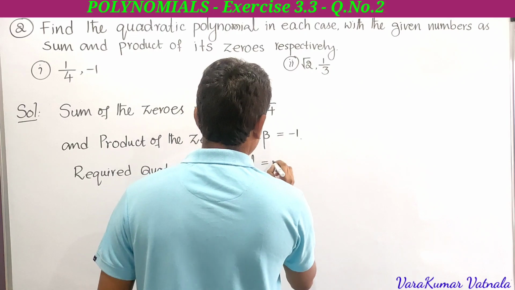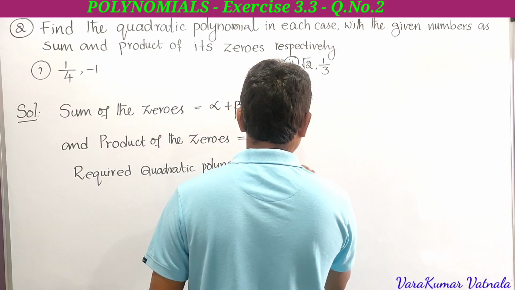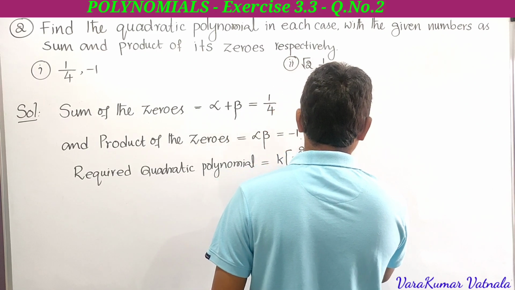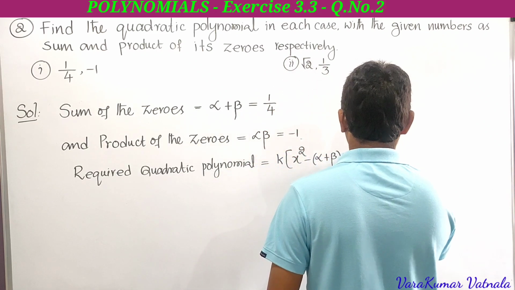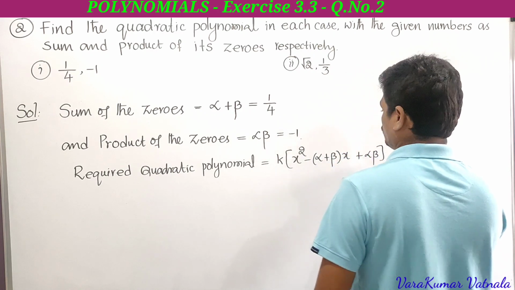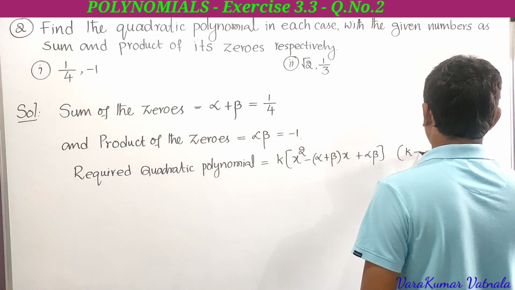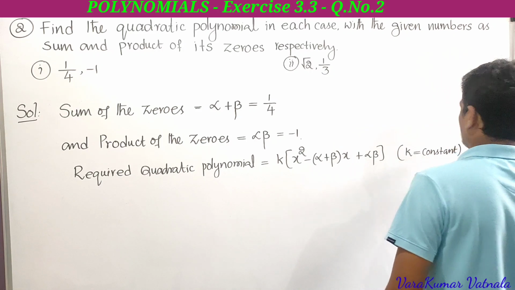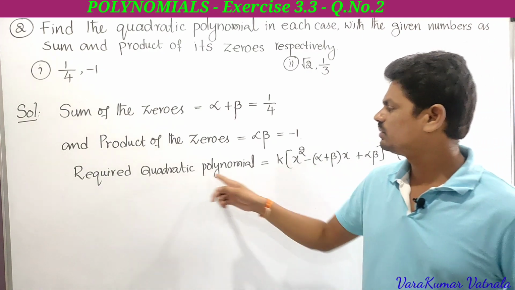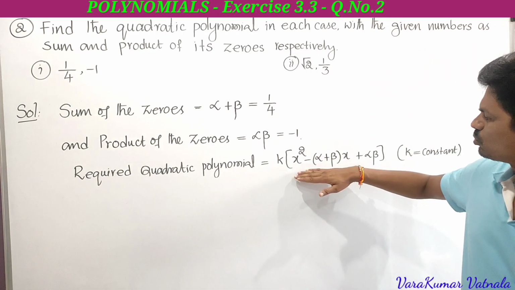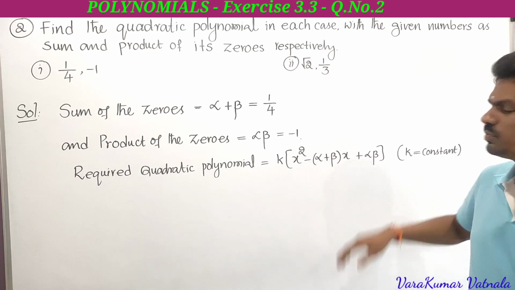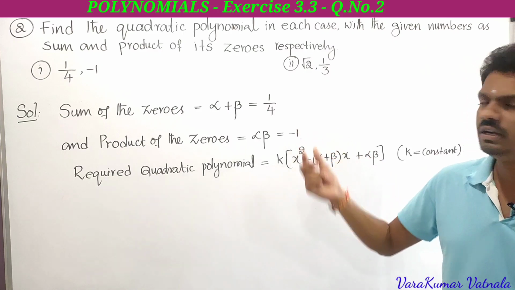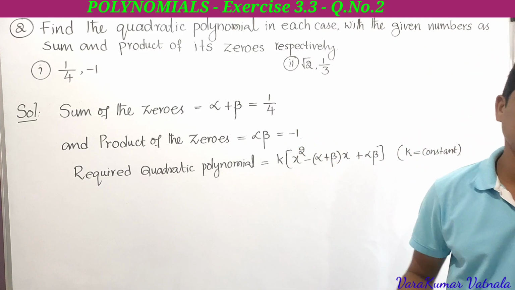So what is the formula? k into x square minus alpha plus beta into x plus alpha into beta. Here k is a constant. So this is the formula, the required quadratic polynomial: k into x square minus alpha plus beta into x plus alpha into beta. We know alpha plus beta is 1 by 4, alpha into beta is minus 1. We just have to substitute in the formula.